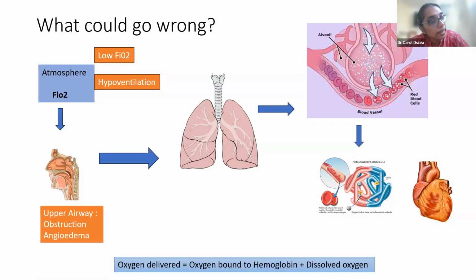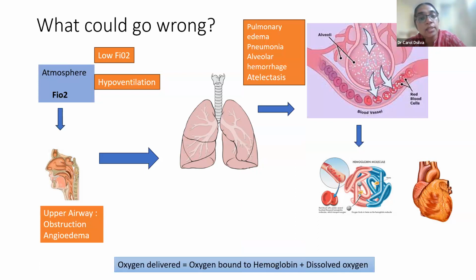Next, coming to the upper airway. The oxygen has to pass through the upper airway to enter the lungs. If there is any upper airway pathology, be it a foreign body, smoke inhalation injury, an obstruction, angioedema, and so on and so forth, that will obviously hamper the patient's breathing and therefore be a cause of hypoxemia.